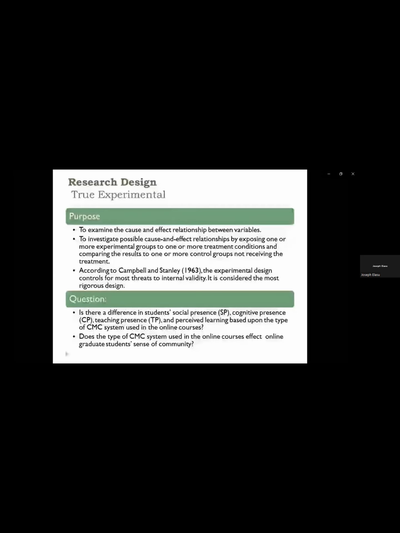Examples of questions that you may ask if you're doing a true experimental design: is there a difference in students' sense of community based on the type of technology they're using in a class? So for example, let's say I have two classes. One class does all of their discussion via Blackboard discussion. Another class does all of their discussion via Skype. And I want to compare, does community differ among the students? So everything in the classes is exactly the same except the technology that's used for the discussion.